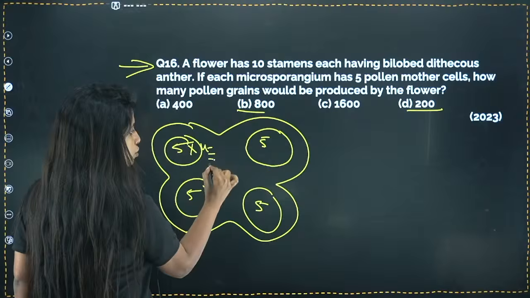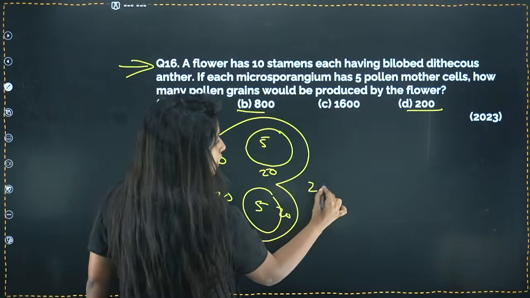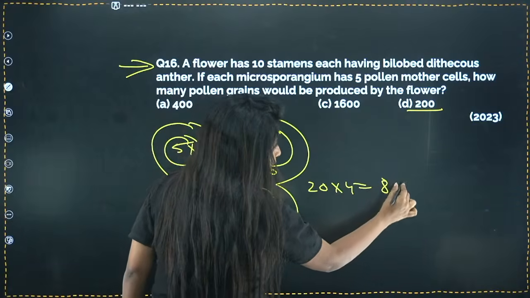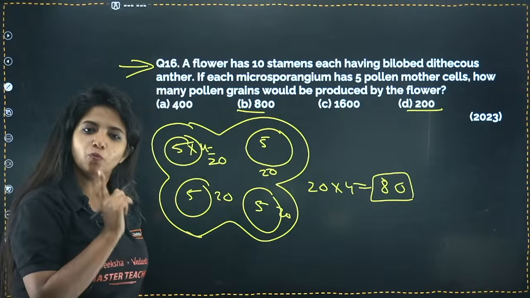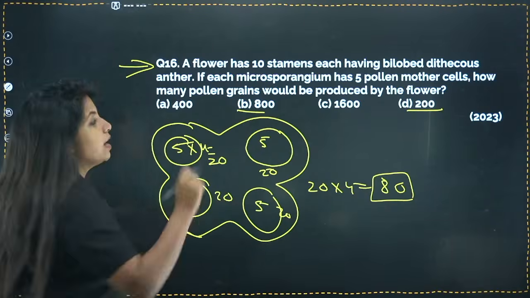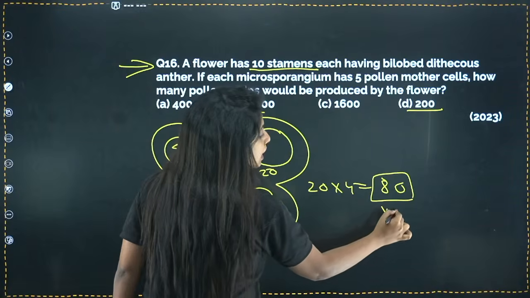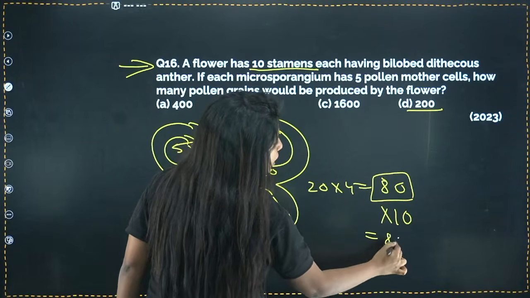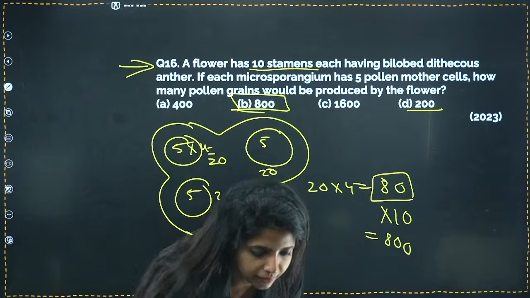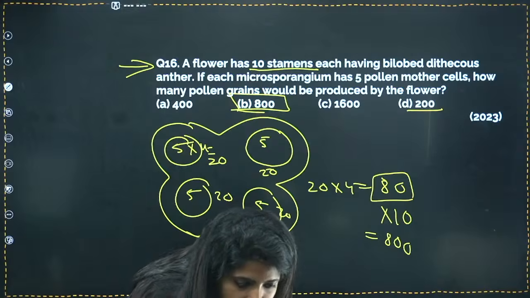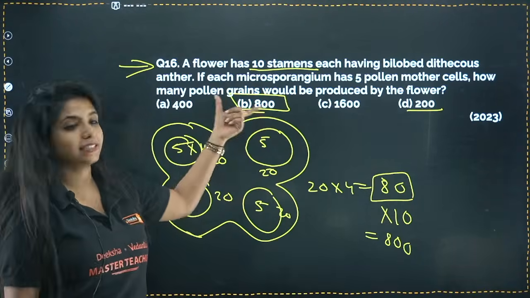So 5 into 4 is equal to what? 20. Here also 20, here also 20, here also 20. 20 into 4 is equal to what? 80. 80 pollen grains we are forming. But is it about just one stamen? No. A flower has 10 stamens. So 80 into 10 gives me 800. So the answer for this question is going to be B. Got it? So please get it correct.